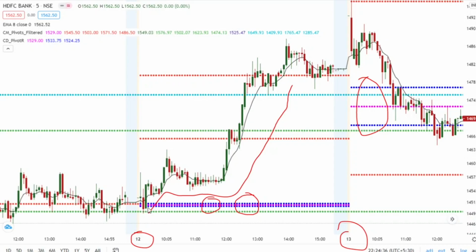So this is the use of narrow CPR, and you can see here narrow CPR is weak, so price is not sustaining here. Price is making highs and lows at the CPR level because narrow CPR is weak. It is not a good support and resistance level. So this is how you can see narrow CPR.